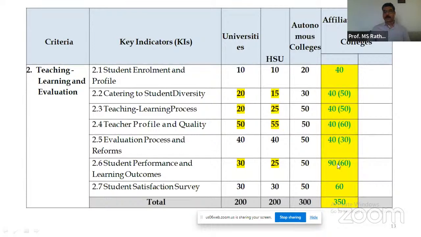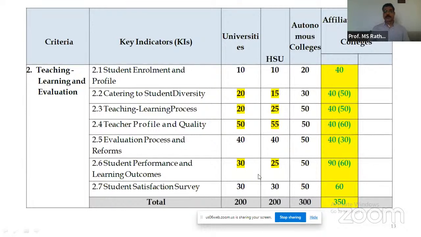While you can see somewhere the changes have been made like this, that somewhere the 2 matrices have been combined into one. Somewhere the marks have been reduced accordingly. Somewhere the marks have been increased, but the matrices are combined. So likewise, this has been made, but in total the marks would remain same for this particular part of the criteria 2. This is a very important part in this NAAC assessment and accreditation.